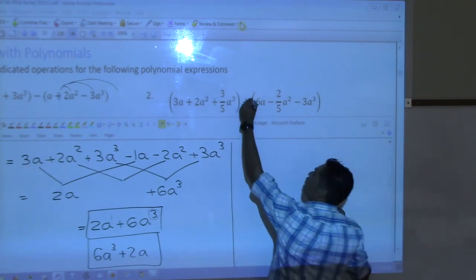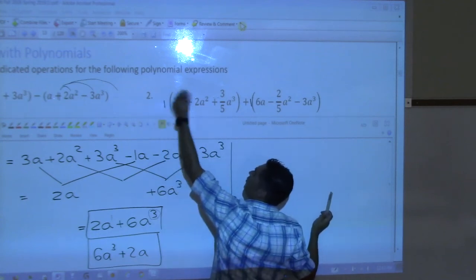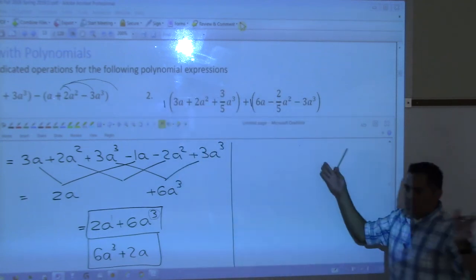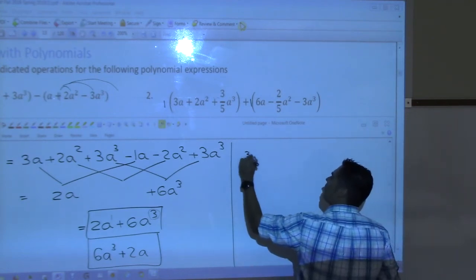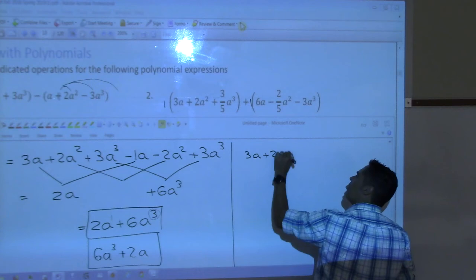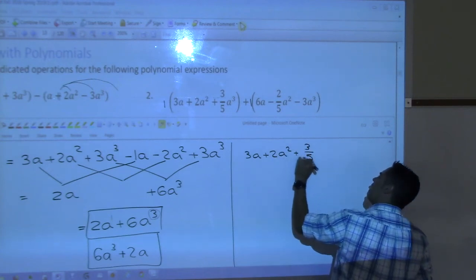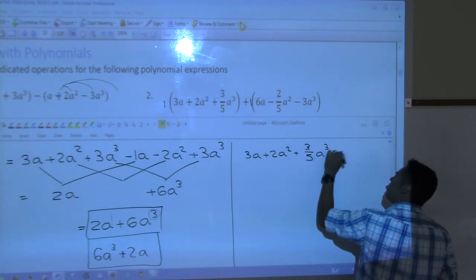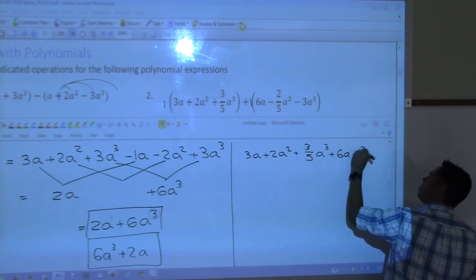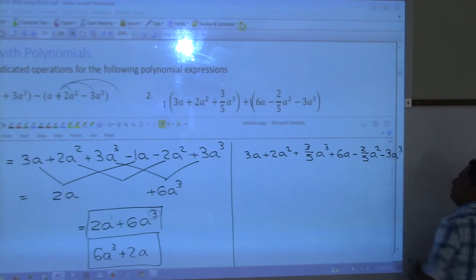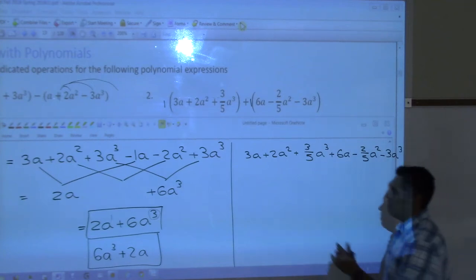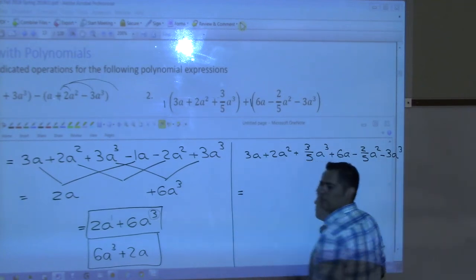So really, this is like a 1 here, and then this is like a 1. So when we distribute, nothing's going to change, right? Everything's going to stay exactly the same. So we have 3a plus 2a squared plus 3/5 a cubed plus 6a minus 2/5 a squared minus 3a cubed. So nothing changed. All we did was get rid of the parentheses. Now, Timothy, you want to help put things together now?